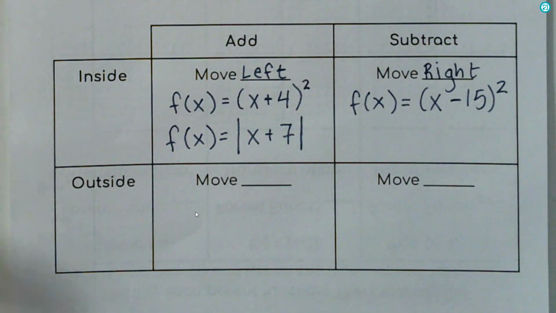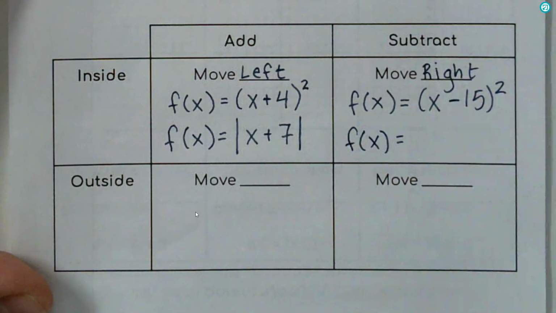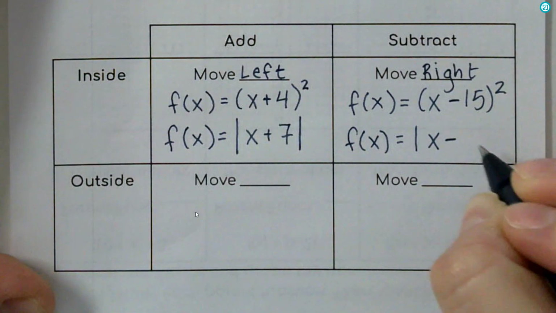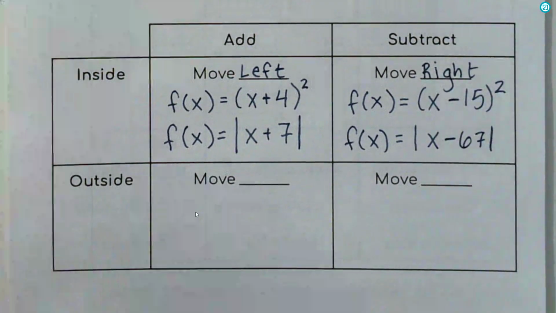Okay. Then f of x equals absolute value of x minus 67. Close your absolute value sign, okay? So that would be us moving to the right a lot. Okay. So moving to the left is us adding inside the function. Moving to the right is us subtracting inside.